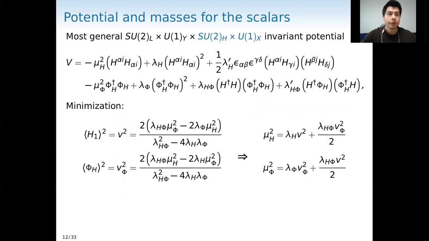And this is the most general potential that we can write using this symmetry, the SU(2)_L × U(1) of the standard model times the SU(2)_H × U(1) that are extra in this model. This potential is written in a way where you have Greek characters as indices for the SU(2)_H, and Latin indices for the SU(2) in the standard model. After minimization of this potential, we find a condition over the VEVs of the H1 and phi_H that can be translated into conditions on the parameters mu_H and mu_phi.